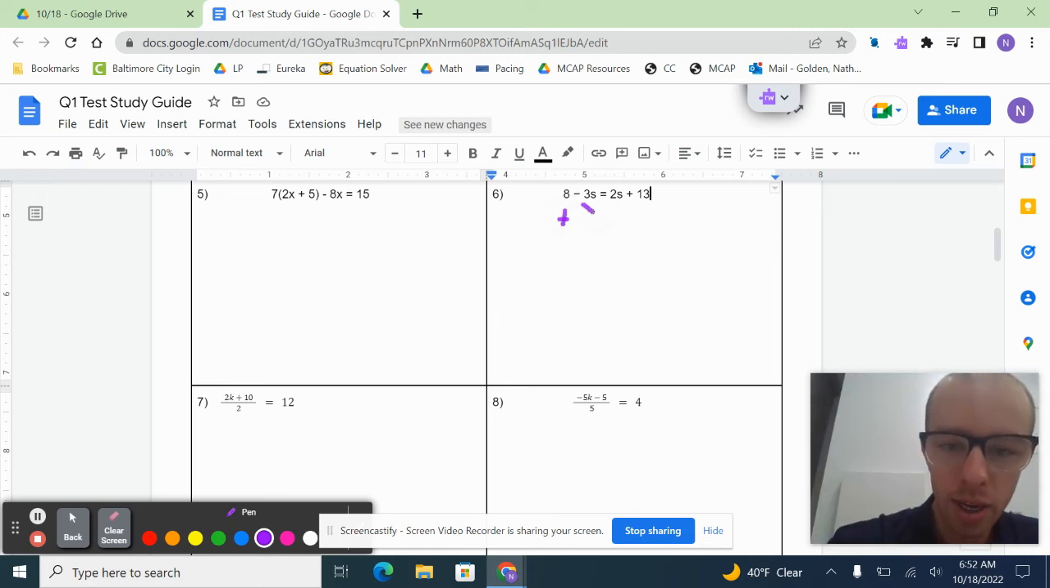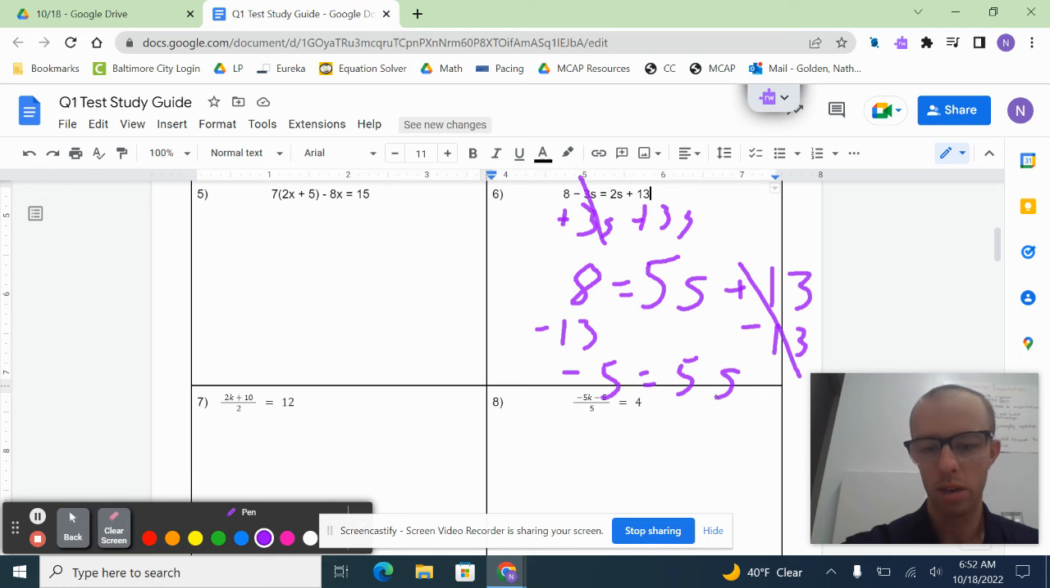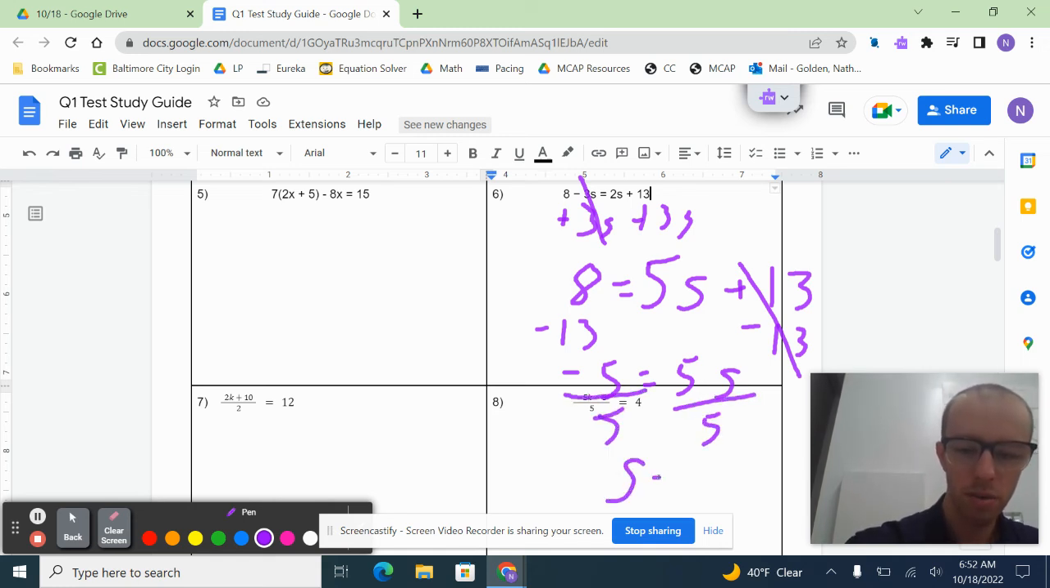I add 3s to each side. These cancel. So on this side, I'm only left with 8. 2s plus 3s is 5s plus 13. I subtract 13 from each side. These cancel. 8 minus 13 is negative 5. Divide each side by 5. We get s equals negative 1.